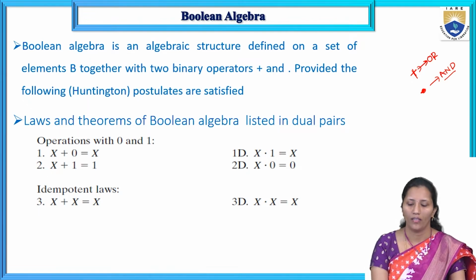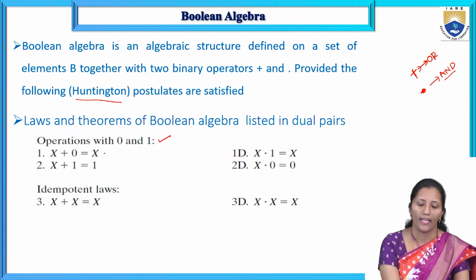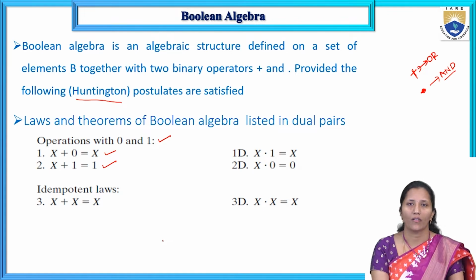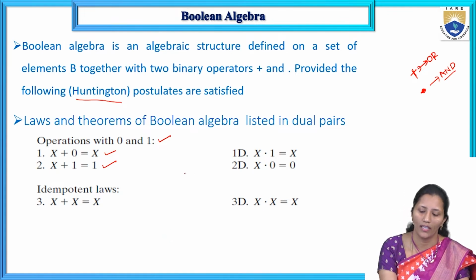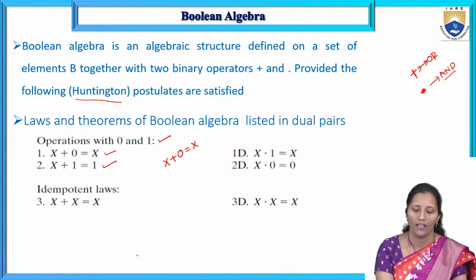Here we are going to discuss the Huntington postulates. We have to know the laws and theorems of Boolean algebra to simplify the logic equation. First we will discuss the operations with 0 and 1. The first ones are x plus 0 is x, and x plus 1 is 1. How do we say that x plus 0 is equal to x, and x plus 1 is equal to 1? In x plus 0, we are saying it is x.